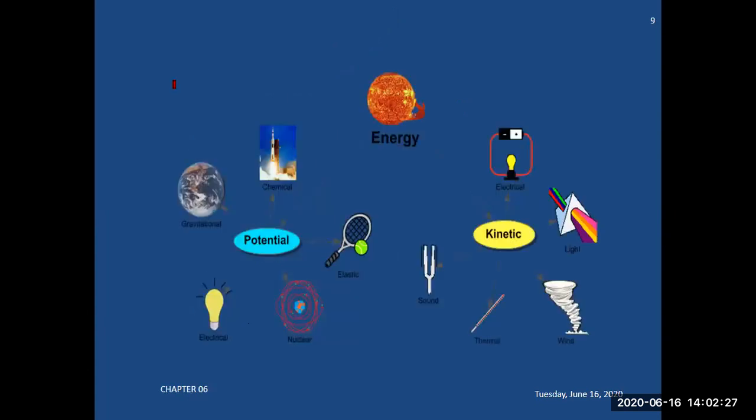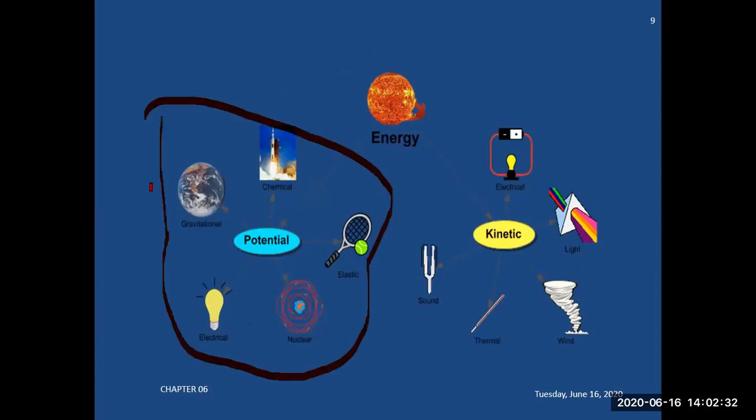Again, if you look at this, these are examples of potential energy: a spring or any other object, chemical, gravitational, nuclear, electrical, elastic spring. Water stored in a dam. These are the different examples of potential energy.